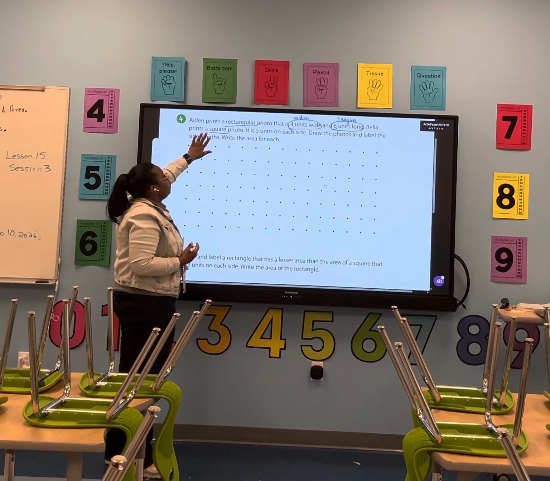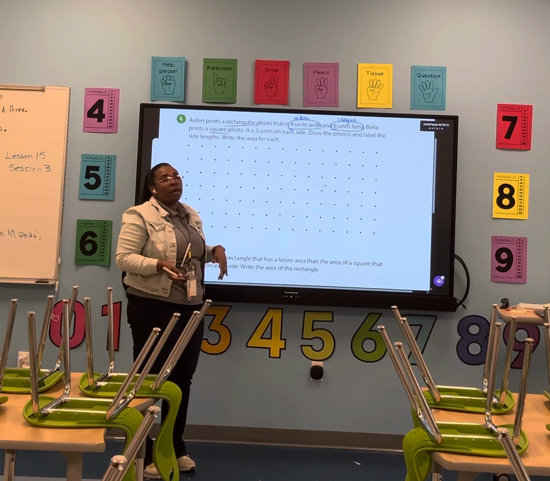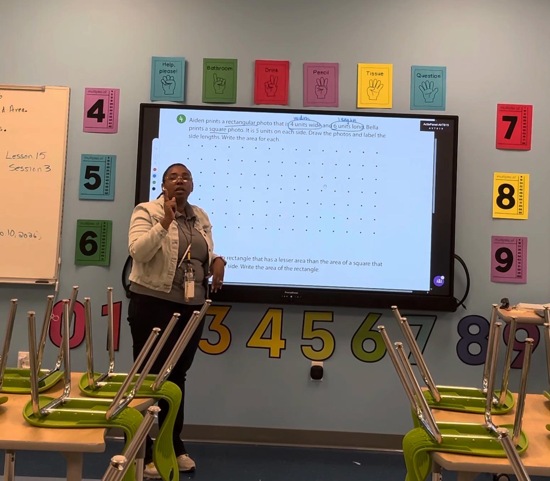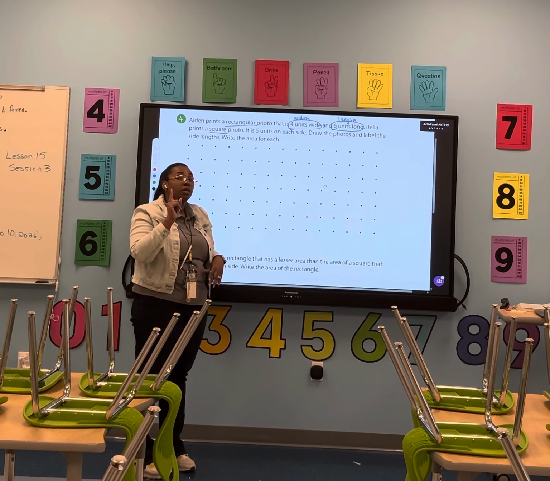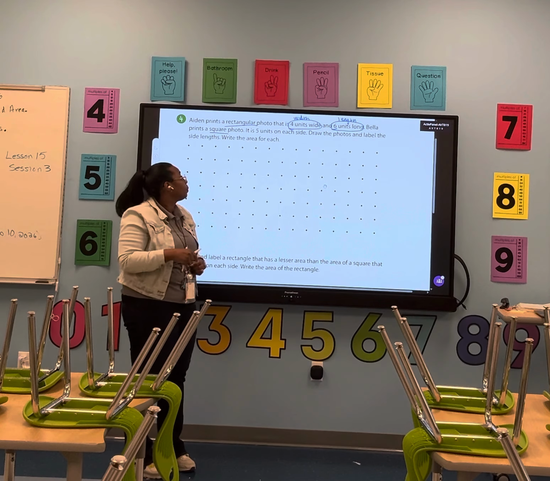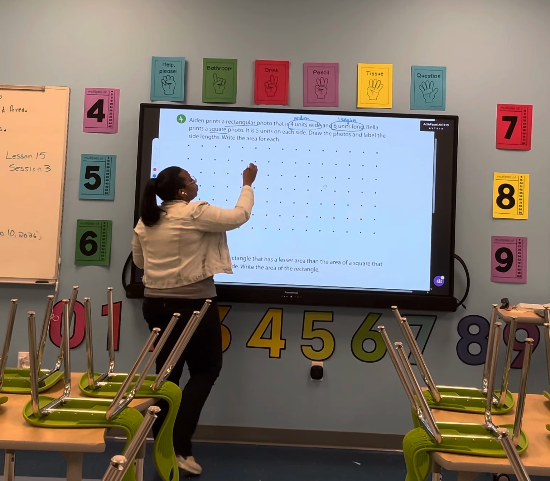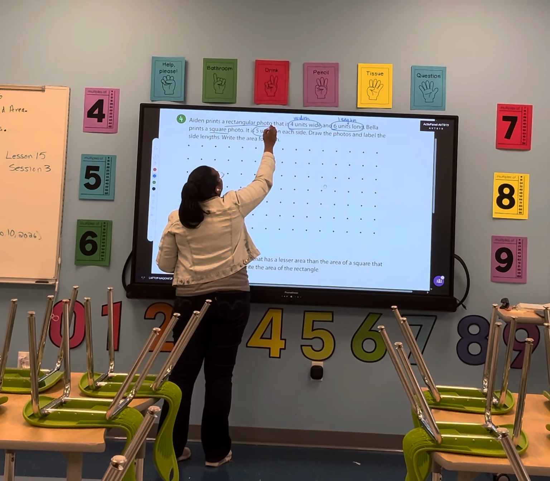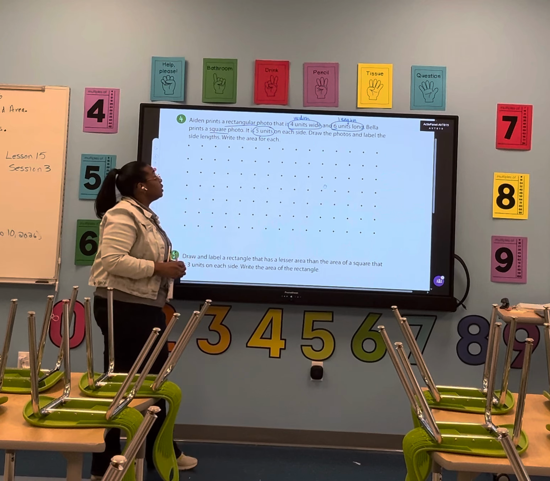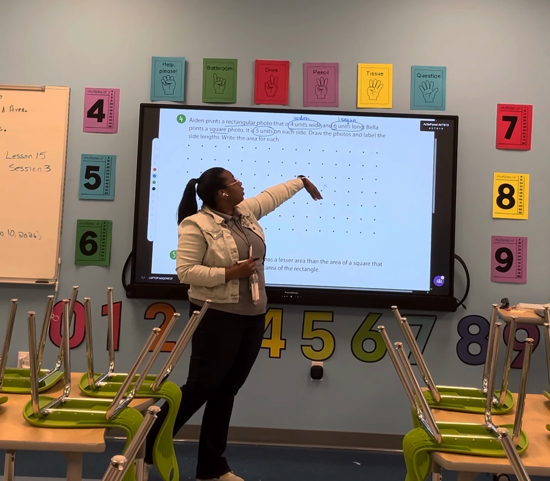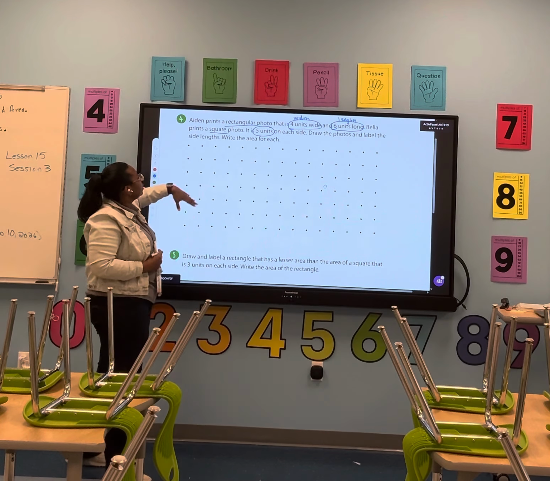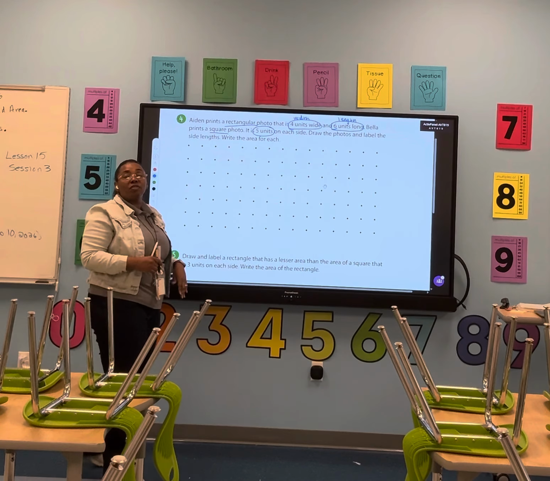Okay, Bella's is a square, so automatically we should be thinking Bella's just going to have 1 number because squares are special. They only get 1 number because all sides are the same. So let's keep reading. It's 5 units long on each side, and we were correct. They gave us just 1 number. Okay, so it says, draw the photos and label the side lengths. Write the area for each.